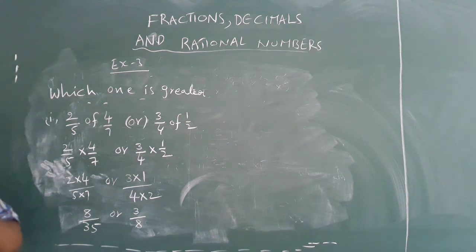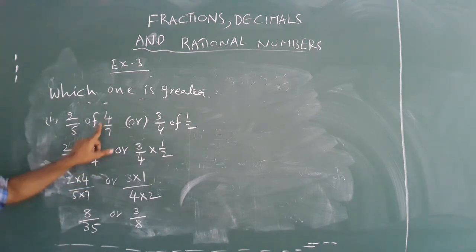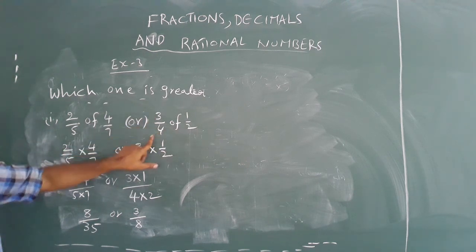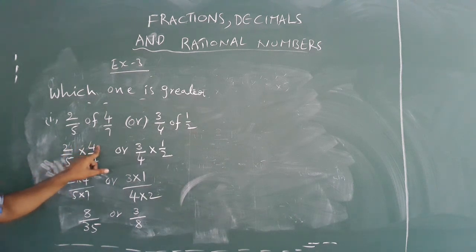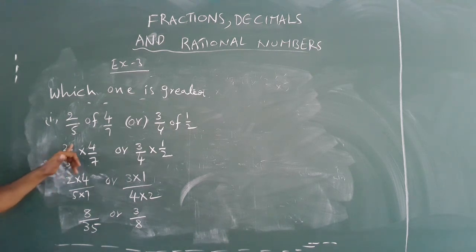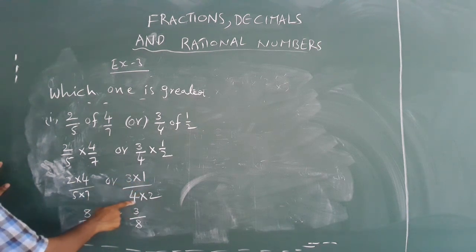Children, once again, 2 by 5 or 4 by 7 given. This is the 2 by 5 of, what does it mean, children? Into 4 by 7. Now take 3 by 4 of, what does it mean, children? Into 1 by 2. Now numerator into numerator. Why do you take numerator into numerator? It is the process of multiplication of a fraction by a fraction. That process only. That's why 2 into 4 by 5 into 7 or 3 into 1 by 4 into 2. 2 4s are 8 by 5 7s are 35 or 3 1s are 3 by 4 2s are 8.